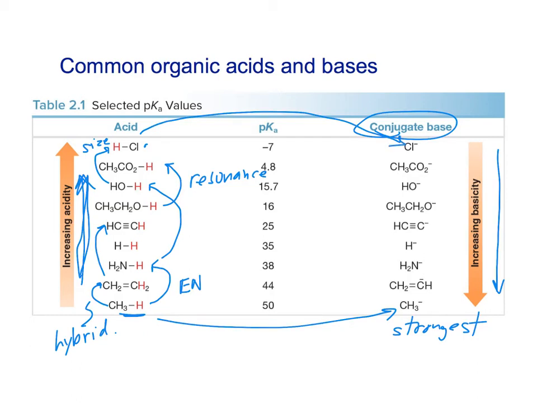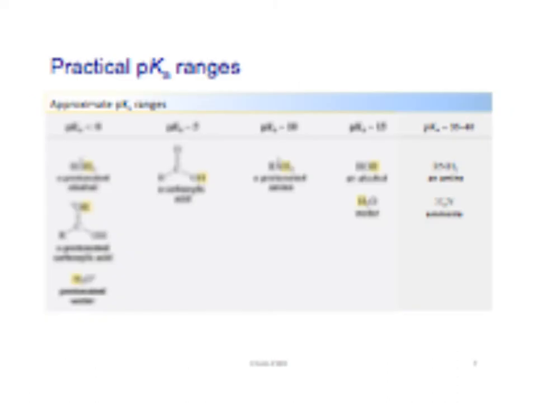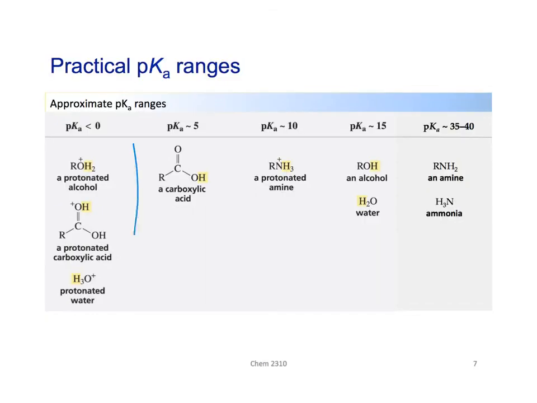So how do we remember these? To do that, we break the different types of acids up into some different category ranges. Here are some common ones. Let's just break these up like this. We'll be adding to this table as we learn more and more functional groups.